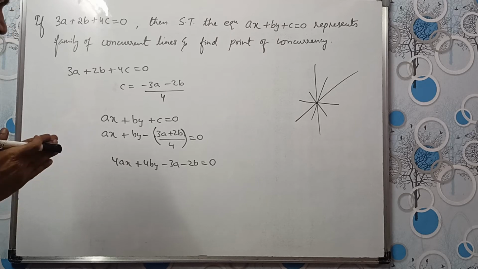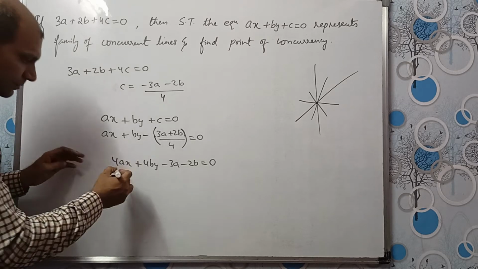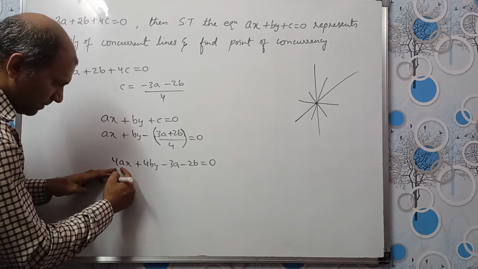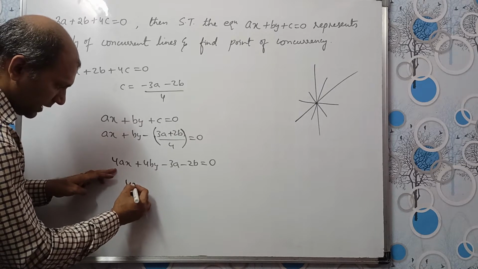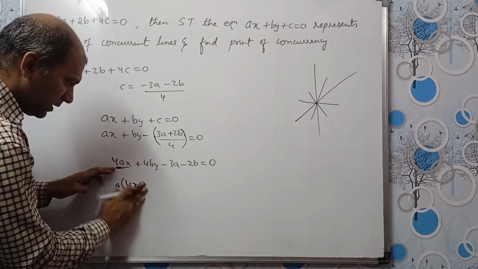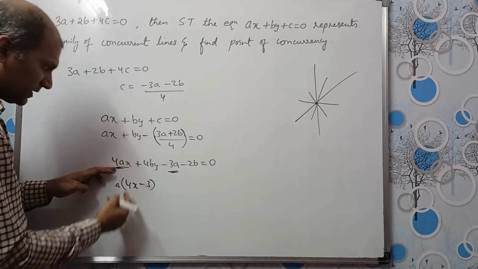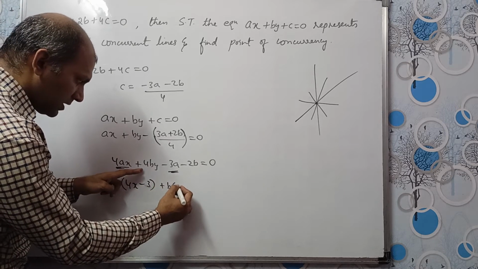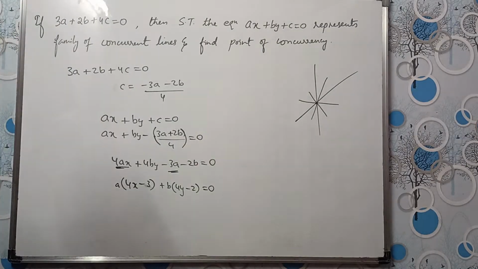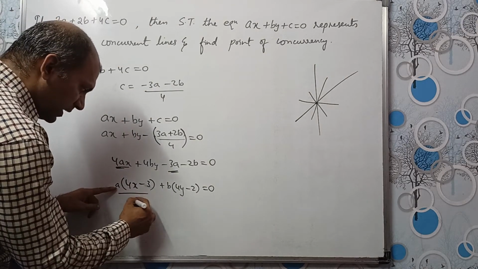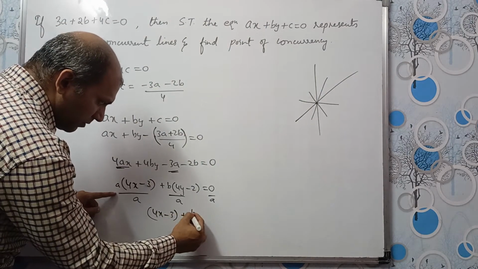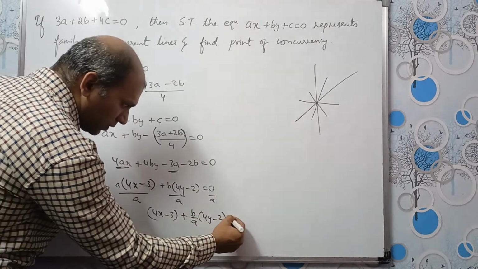See, the best thing here is, a and b are variables, right? Are parameters. So what can we do? See, this is 4x. Let us take a common here. So this is one term and minus 3 will be left here, right? And let us take b common from this. So it will be 4y minus 2 is equal to 0. Now, if you divide both sides by a, so what do we have? We have 4x minus 3 plus b by a into 4y minus 2 is equal to 0.